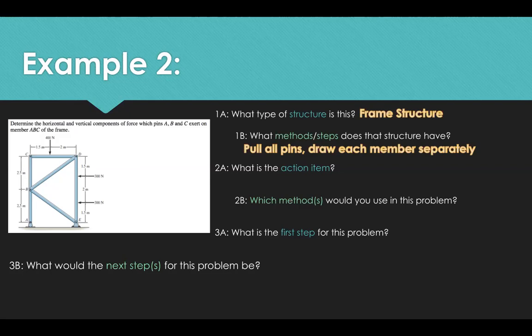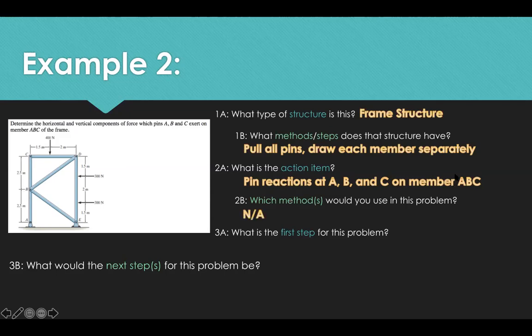So what's the action item? What's it asking you for? The component forces at A, B, and C. Exactly. And the important thing to remember is it's asking you for them on ABC. So you can't pull it apart and then write your answer as Cx and Cy equals blah, blah, blah on CD, because technically you're not answering the question. It wants it on member ABC.